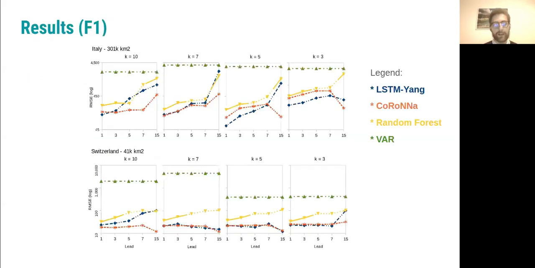Now, in this figure, we compare the performances of the three considered methods in terms of RMSE. For visualization purposes, we present the scores on a logarithmic scale, and each row of the plots represents a country from the data set ordered by the adopted policies, and each column shows a different lag, K. Notice that while CoRoNNa, LSTM Yang, and Random Forest produce different RMSE scores when varying the lead L, VAR predicts the entire trend line of the infection curves, hence having the same RMSE for all L.